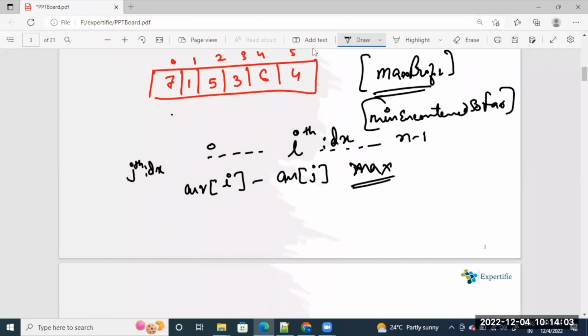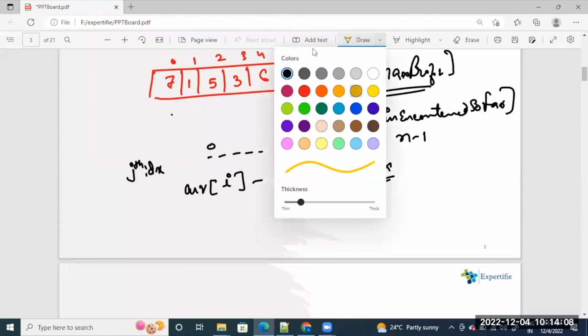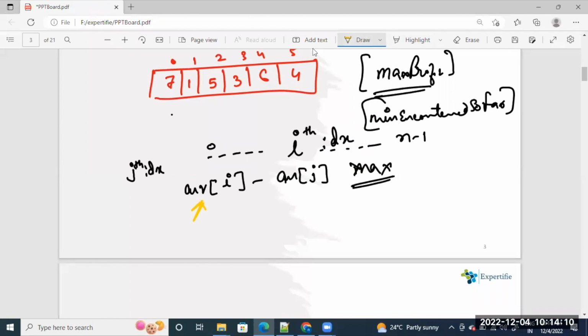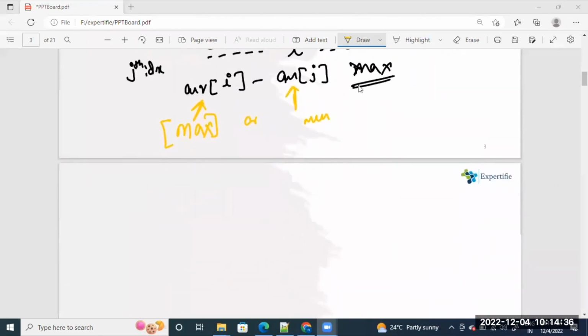Okay, for getting this value maximum, we require, it's simple maths. We require two things. One thing is that this should be max, or this should be minimum. So these two things we are going to make it up, right? So let's see how we are going to keep track of our maximum and minimum.